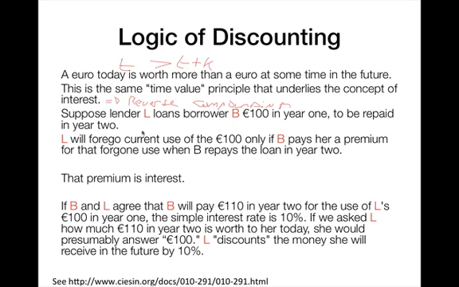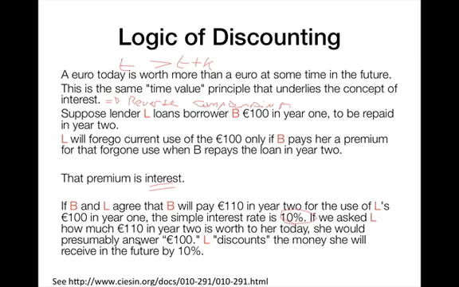So for example, suppose some lender, we'll call him Larry, loans some borrower, we'll call him Barry, 100 euros in year 1 to be repaid in year 2. Larry's going to forgo the current use of the 100 euros only if Barry pays her, this is a woman called Larry for some reason, a premium for that foregone use when Barry repays the loan a year later. So that premium is clearly interest. And if Barry and Larry agree that Barry's going to pay 110 in year 2 for the use of Larry's 100 euros in year 1, the simple interest rate is obviously 10%.